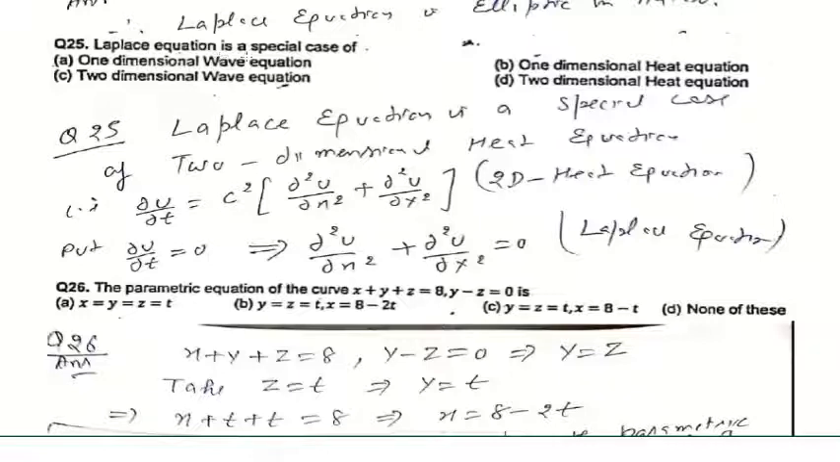Next, Laplace equation is a special case of heat equation, two-dimensional heat equation. It is heat equation, single derivative in time, in two dimensions x and y. If I take del by del t is equal to 0, we'll be left with this. It is nothing but Laplace equation. So Laplace equation is a special case of two-dimensional heat equation. So which option is correct? Two-dimensional heat. D option is the correct option.